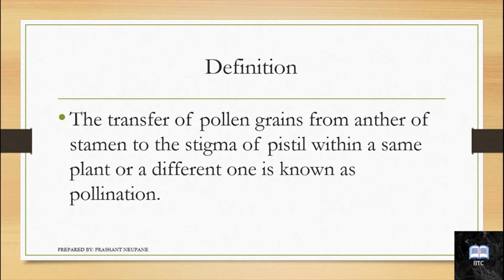So the transfer of pollen grains from anther to stigma can take place within the same flower, within the different flowers of the same plant, or within the different flowers of different plants. So this depends upon the conditions and the availability of the male and the female reproductive parts. Let's look at the figure first.